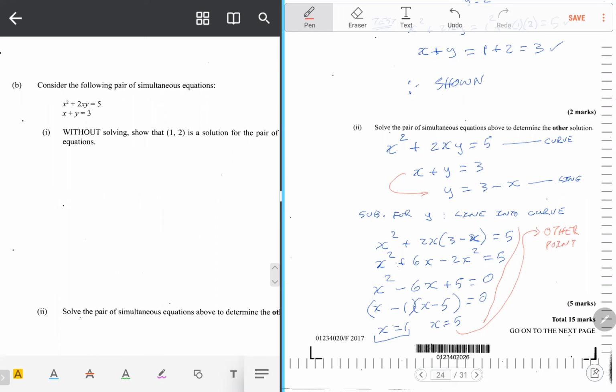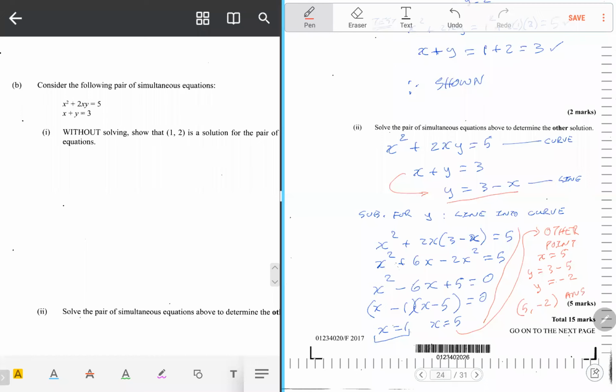And now we're going to substitute in the line equation. The other point is where x equals 5, and the y is going to be 3 minus 5. If you substitute in the equation, the y is going to be negative 2. And so the other point is 5, negative 2. This right here is the answer, the other point they wanted.